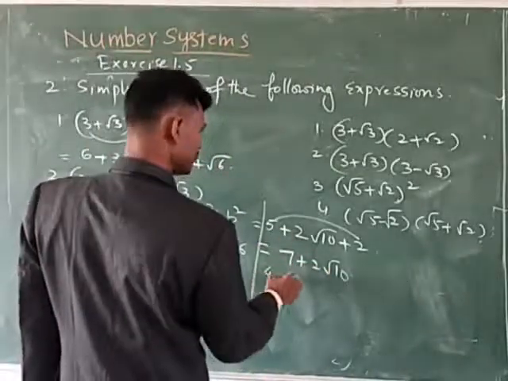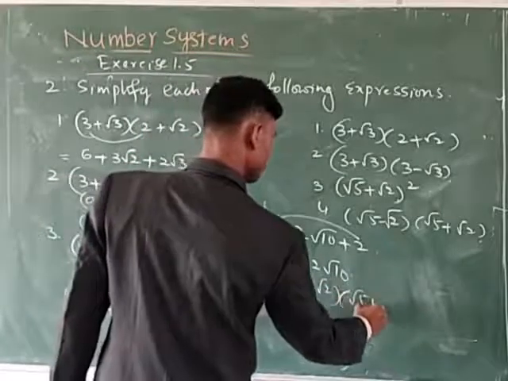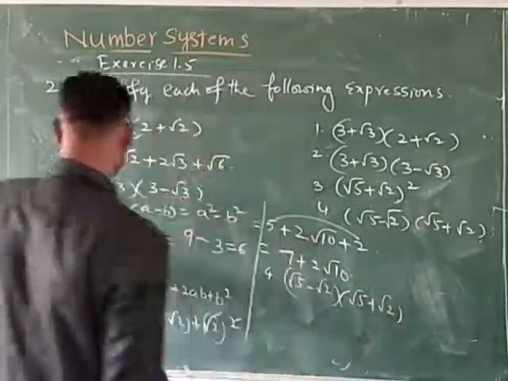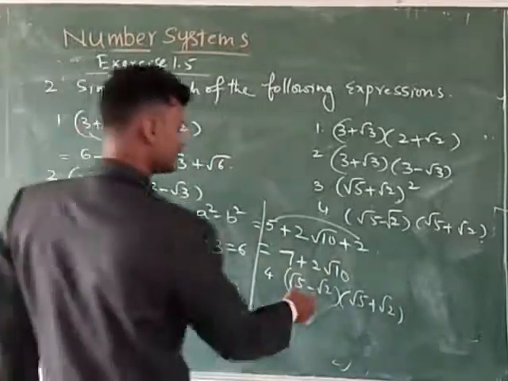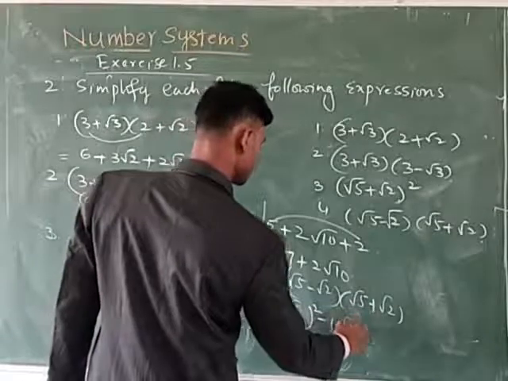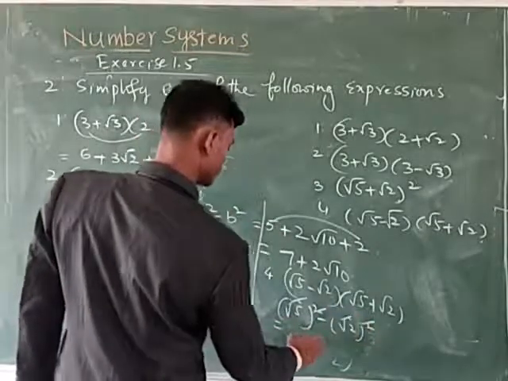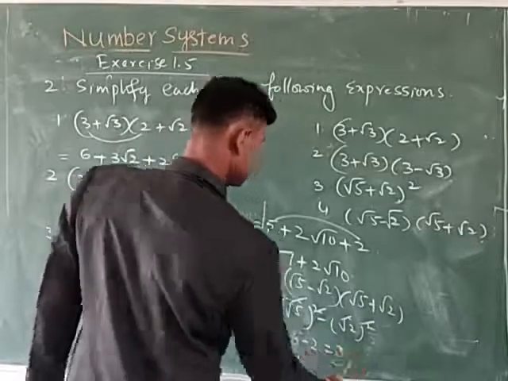Next one is the fourth one. See here, fourth one, (root 5 minus root 2) into (root 5 plus root 2). This is also the same. Here (a plus b) into (a minus b). Simply you can write here root 5 whole square minus root 2 whole square. Square root cancels. Here 5 minus 2 is equal to 3. Note down.